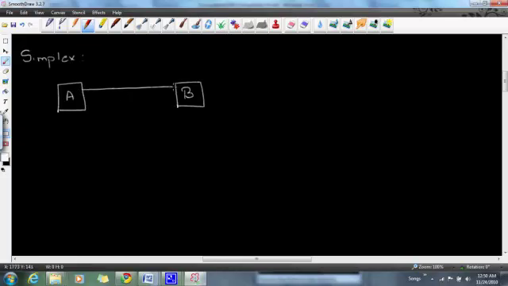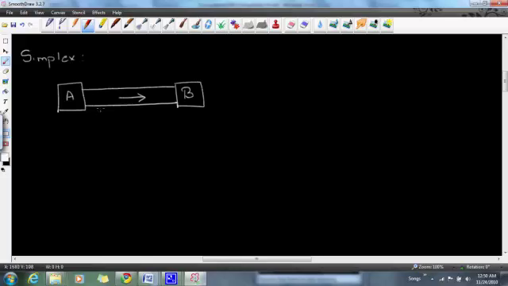Now, the difference between simplex and half transmission mode is in the way in which data is sent from one user to the other. So, for a simplex transmission mode, let's say we have two users, user A and user B. The data in a simplex communication can only flow from one user to the other in a single pre-specified direction.